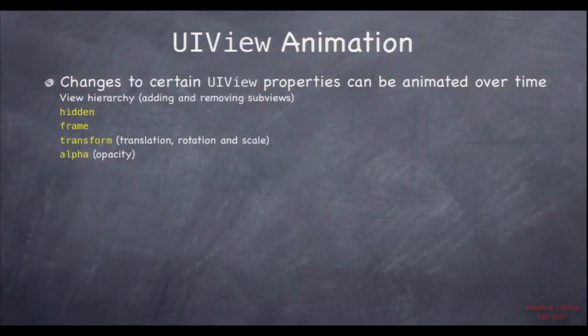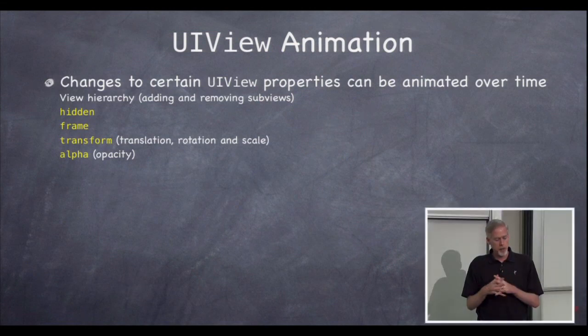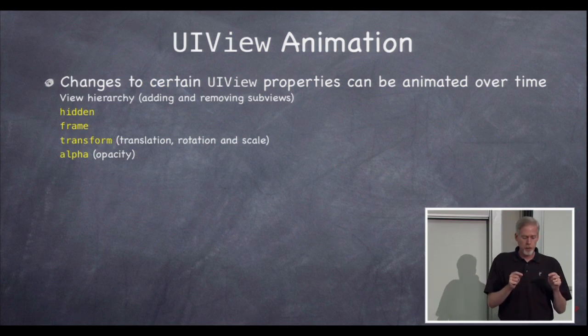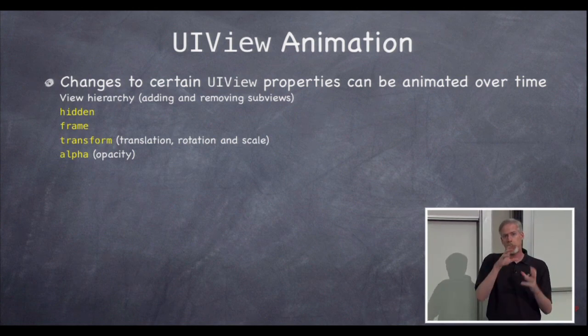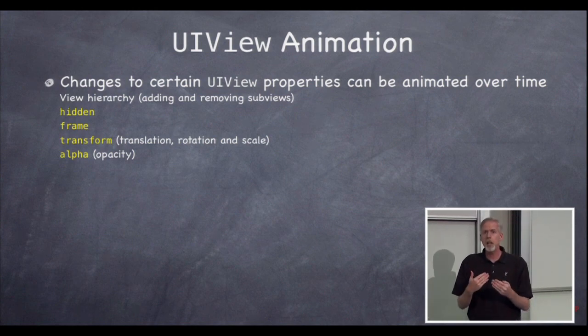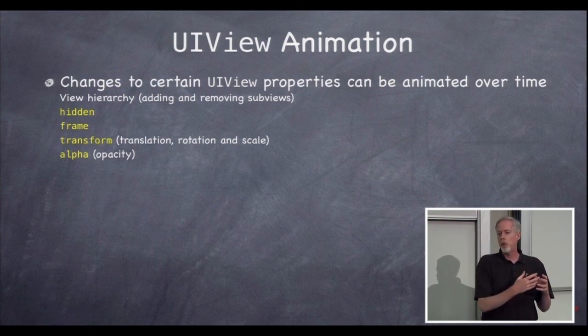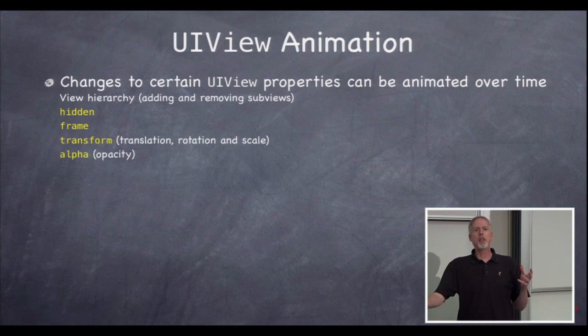Okay, UI view animation. UI view animation works by allowing you to set certain properties of a UI view, only certain of them, and then when you set them using the UI view animation mechanism, it sets them immediately, like the frame, or whether it's hidden or not, the transform, that's the scaling and rotation of the thing, the opacity. It sets them right away, but it doesn't actually appear on screen except over time, right? It gets animated on screen.